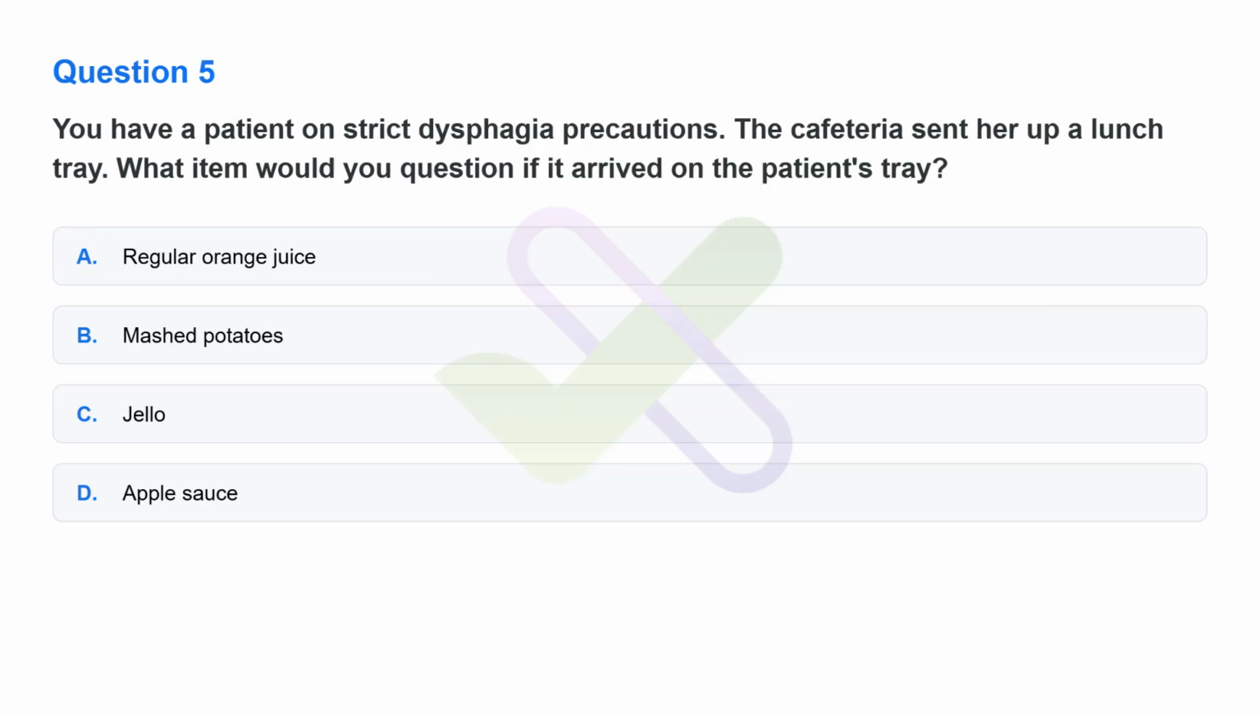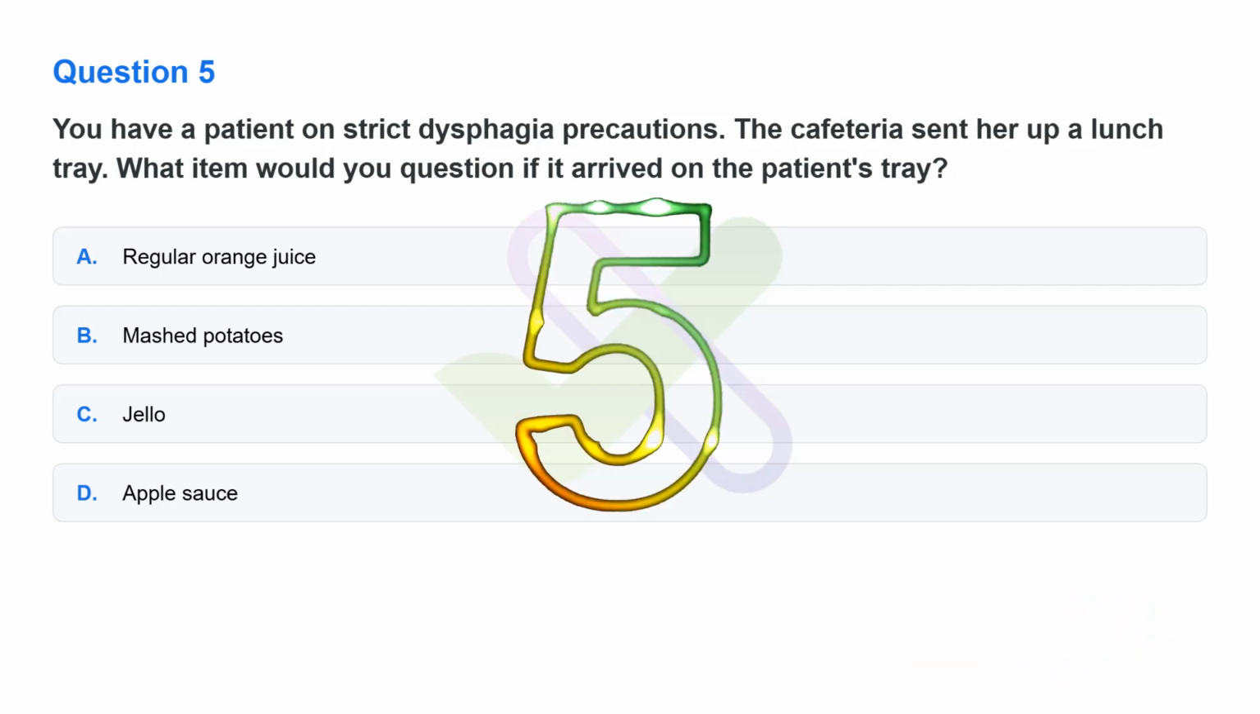You have a patient on strict dysphagia precautions. The cafeteria sent her up a lunch tray. What item would you question if it arrived on the patient's tray? A. Regular orange juice. B. Mashed potatoes. C. Jell-O. D. Applesauce.